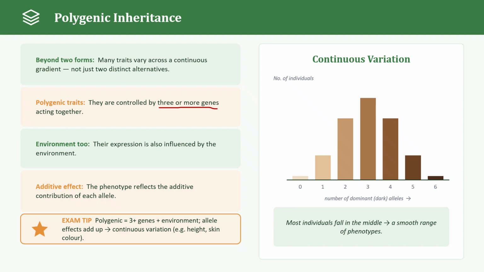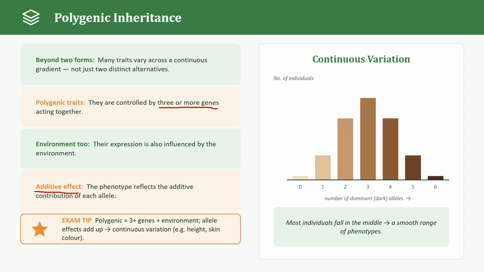Next, we are going to see the additive effect. In polygenic inheritance, every dominant allele contributes equally to the expression of the trait. This we call the additive effect. The more dominant alleles present, the greater the expression of the trait will be.